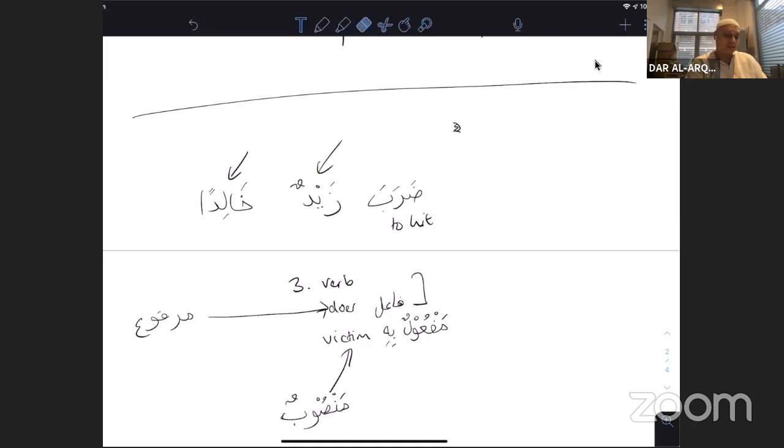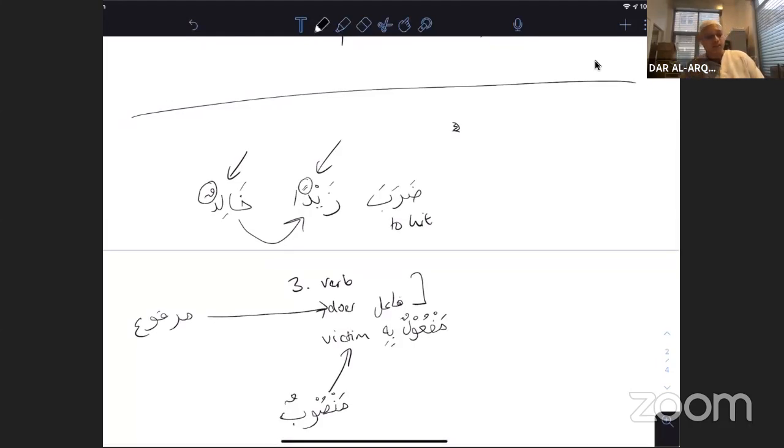But if I was to reverse that, and I say like this, daraba Zaydan Khalidun, now it's completely reversed. Khalid hit Zayd. Simply because of the change of harakat, it changes the meaning completely. This is why understanding the function of a state in a word is very important, because even though the words are in the same place, just by changing the state, you change the meaning of the entire sentence.